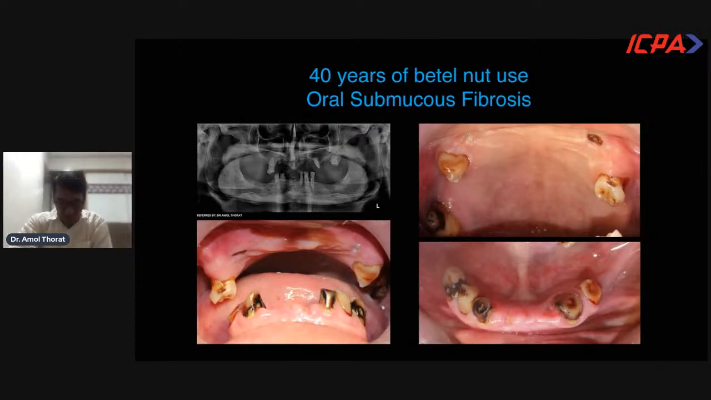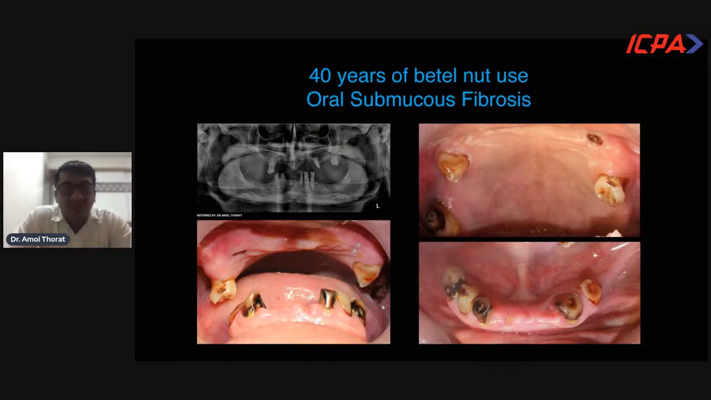Okay, so let me show you this case. This guy is in his late 60s, a retired bank manager. Now, he had been to many dentists in Pune and many prosthodontists, 2 or 3 prosthodontists also, and coincidentally, most of them referred him to me somehow, and he landed at my clinic. Now, the problem was, he had been chewing betel nut for over 4 decades. And when he met me in 2017, he had just left that habit.